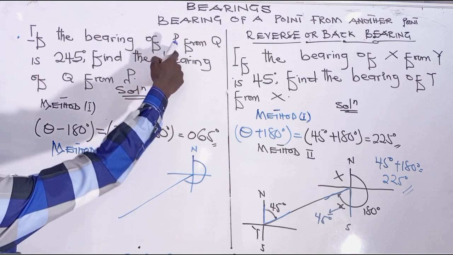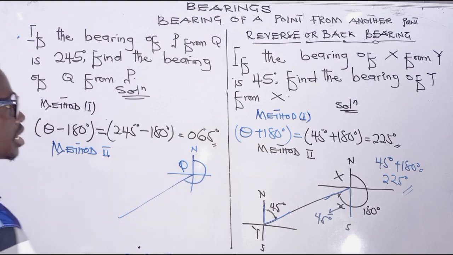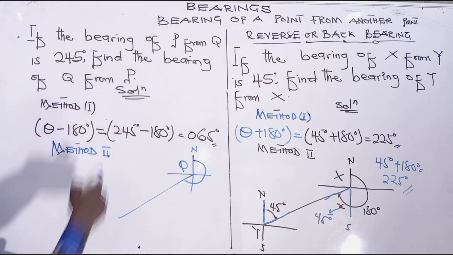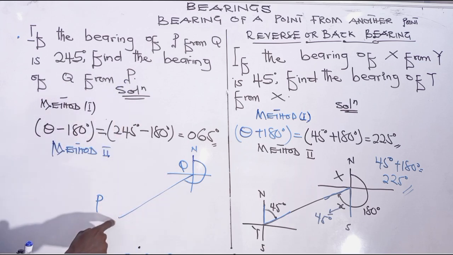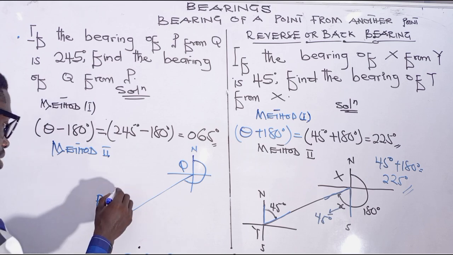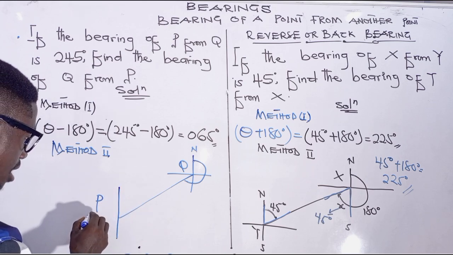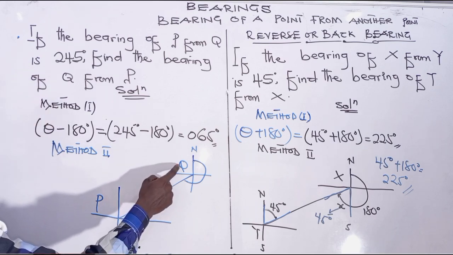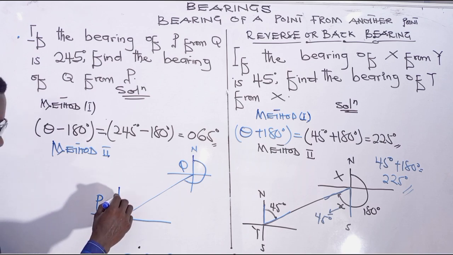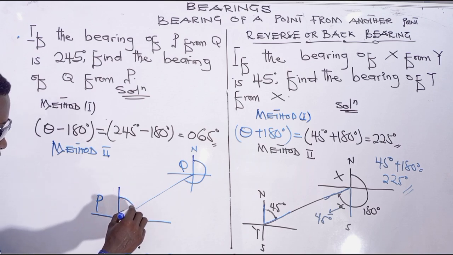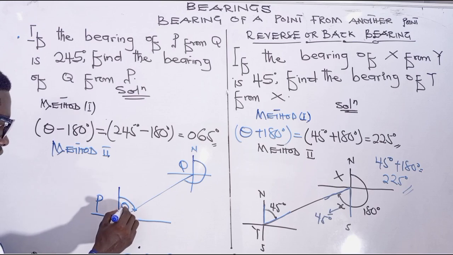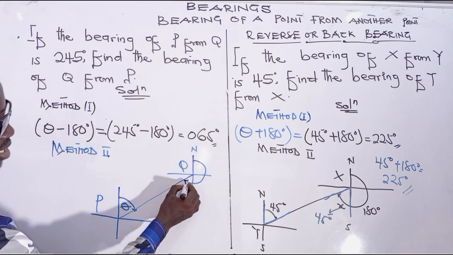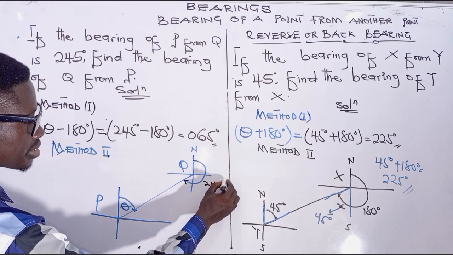The bearing of P from Q. So Q will be here and then P will be here. Now I want to find the bearing of Q from P. So we are saying Q from P. We want to find the bearing from here. We are going to draw our cardinal points as usual, and then we find our bearing of Q from P. We are going to start from the geographical north in a clockwise direction. So we want to find this particular angle. Let's call it theta. Now with this, you know that the whole of this angle is 245 degrees.